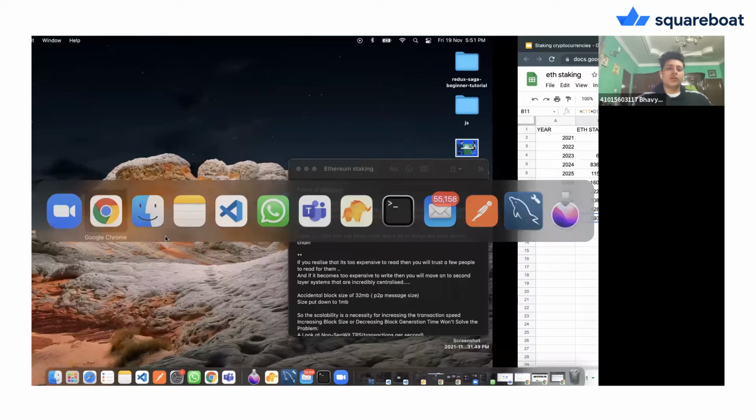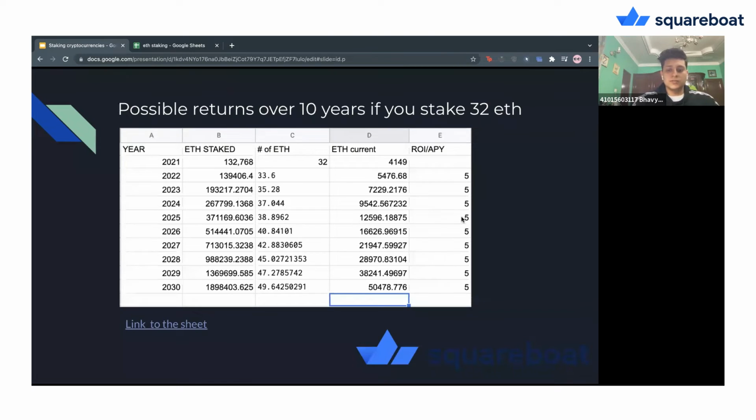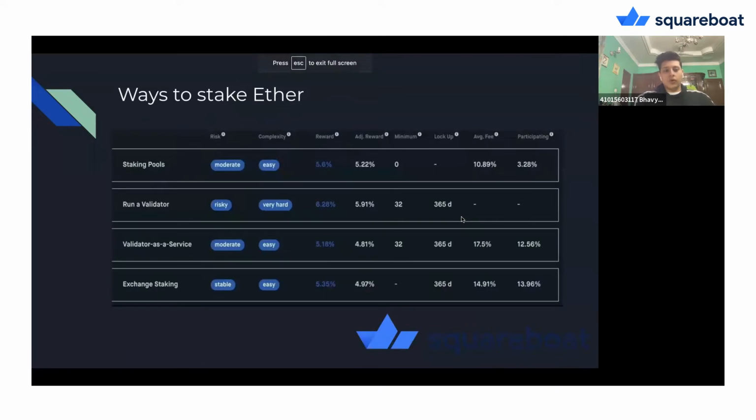So this is the scenario if you can invest this much amount. Let's see how you can do these investments. There are four ways you can stake your Ethereum. One is the staking pools. This is the easiest one, and this is what we are going to look at. You just need to have an account for it.